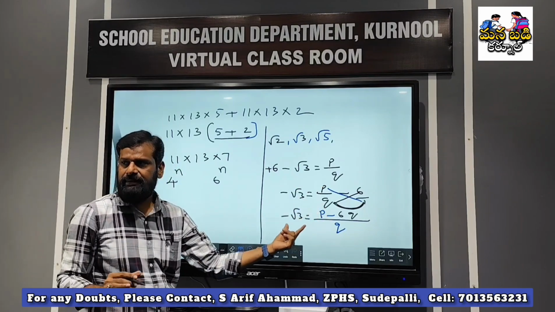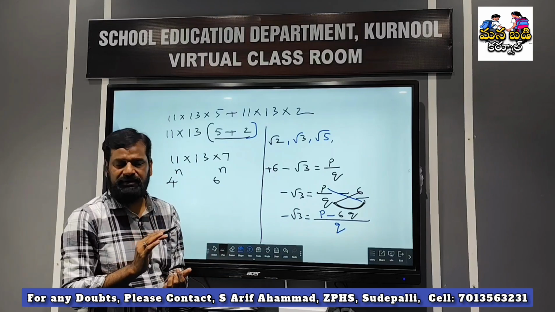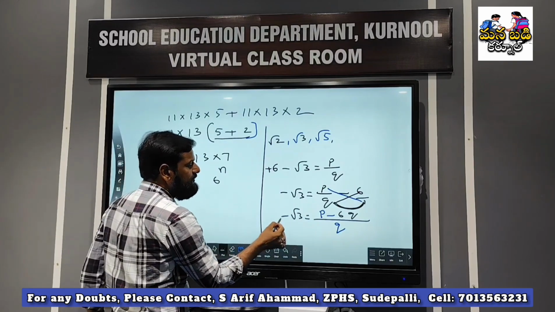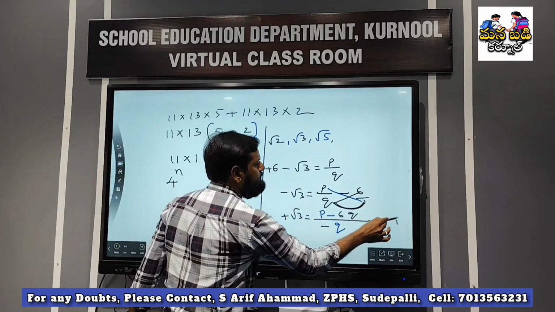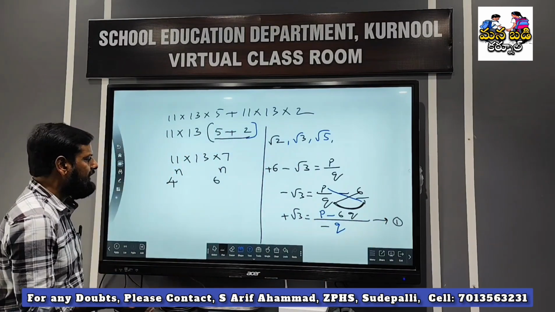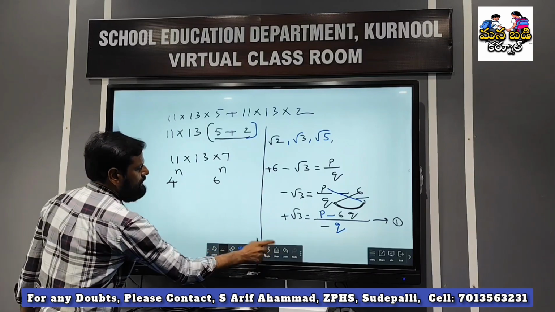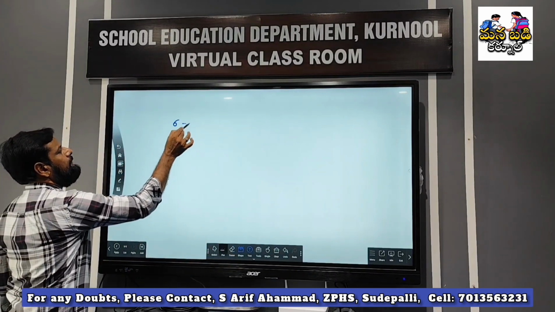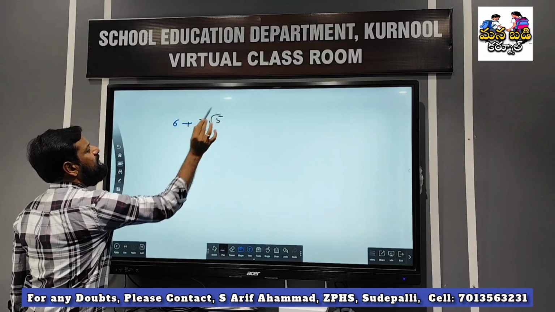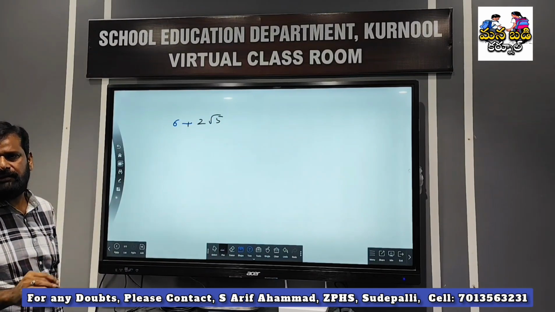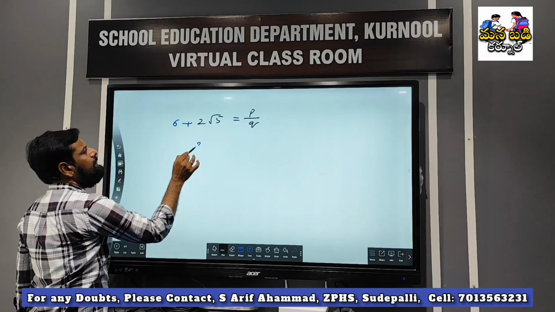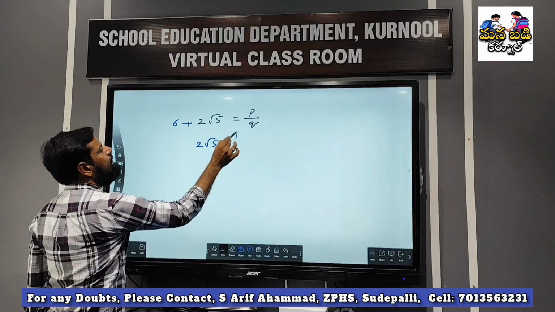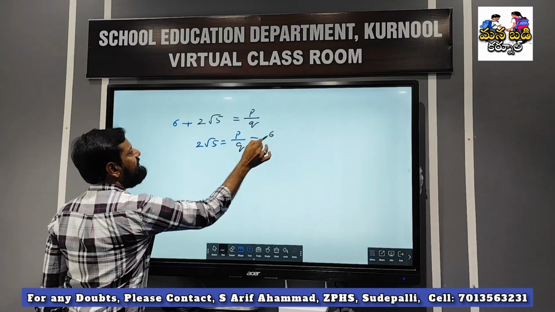So the main concept: we write this one as equation 1. Or suppose if you want to transpose this minus here, now we write this one as equation 1. Similarly, this type of problem is the third model. We write this one as equal to P by Q. 2 root 5 is equal to P by Q minus 6.